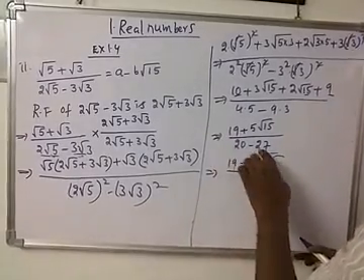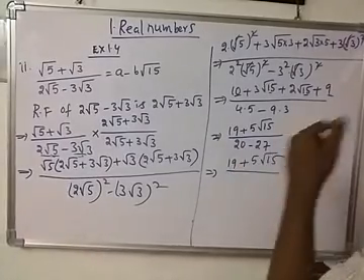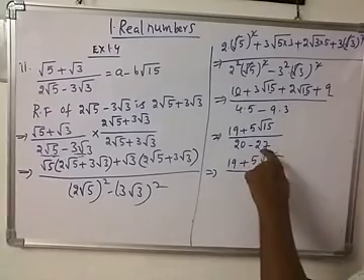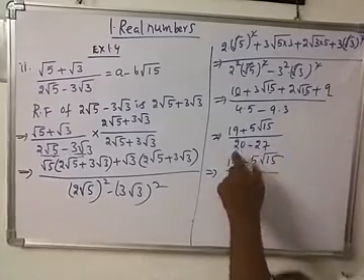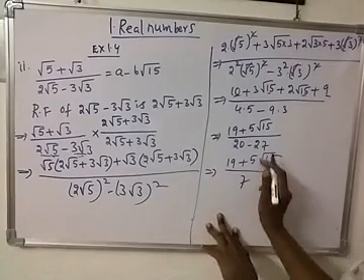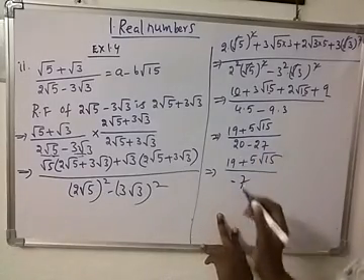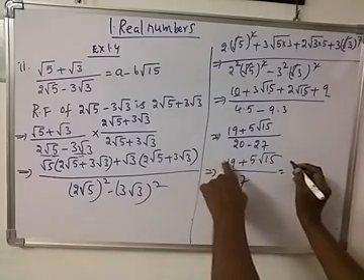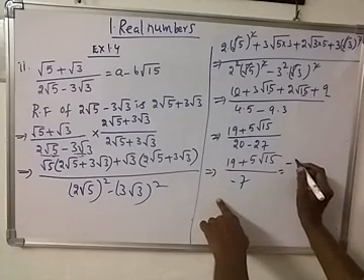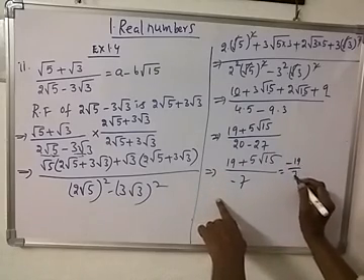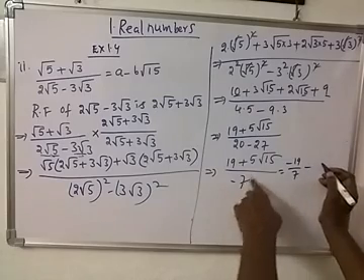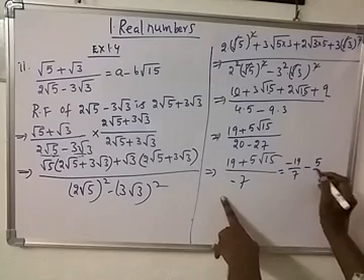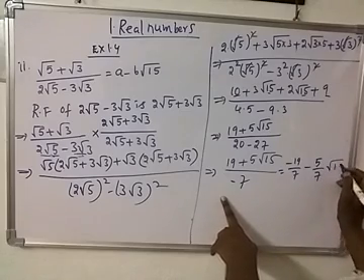20 has a positive sign, 27 has a negative sign. Both have different signs, so we subtract the smaller number from the bigger number, that is 7, and the bigger number has the negative sign. So this can also be written as −19/7 − 5/7 √15.